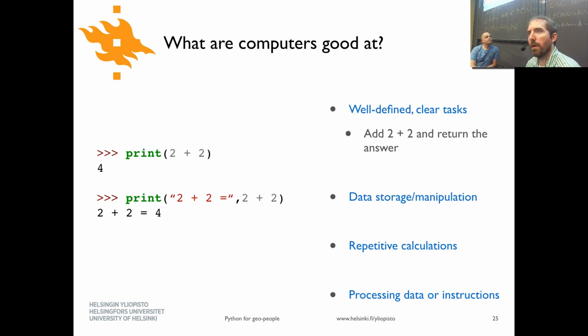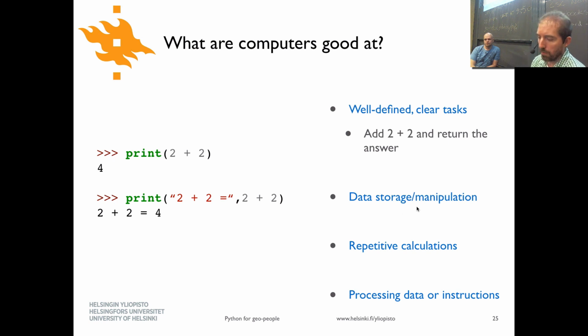In terms of what a computer is good at, this is probably the simplest definition, which is a well-defined, clear task. If you can communicate to the computer something simple that it should do, computers are very good at doing those type of things. So if you knew how to talk to the computer and tell it to add 2 plus 2 and return the answer, you might type something like this in Python. This is just a simple example of printing 2 plus 2. And of course, when you hit enter, telling the computer to do its calculation, it writes out that the value is 4.